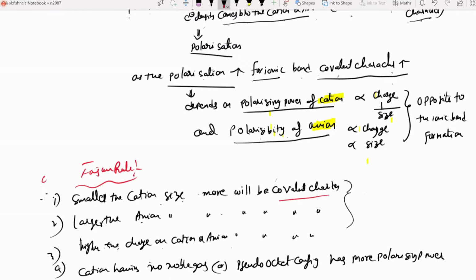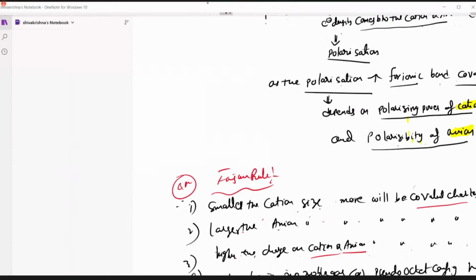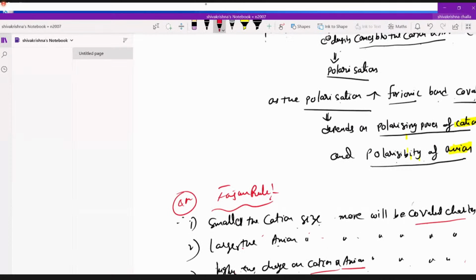This is a 4 marks question in your IPE also. Smaller the cation size, larger the anion size, higher the charge on cation and anion, the more the covalent character increases. And it is simply opposite to ionic bond formation. Understood everybody? Over. Our logic is over.